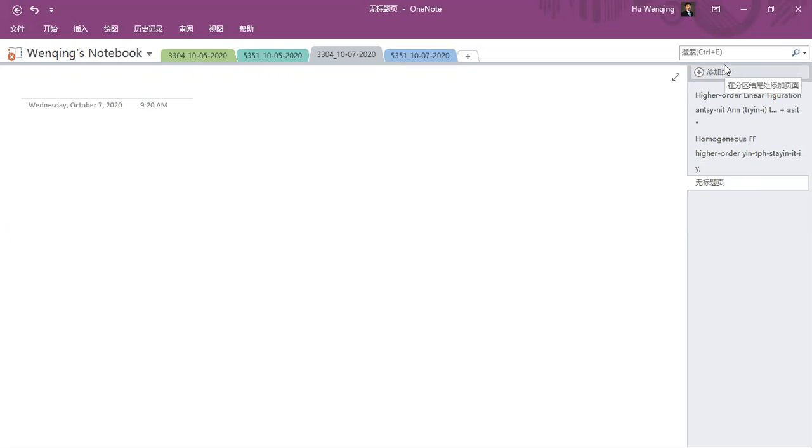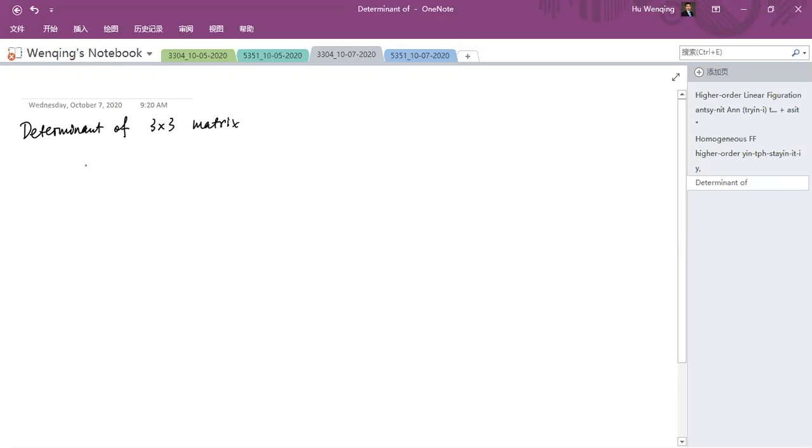Okay, so maybe I'll take a few minutes. So determinant, how do you calculate the determinant of 3 by 3 matrices? If you have a 3 by 3 matrix, it might look like A11, A12 and A13, A21, A22 and A23, and A31, A32 and A33. So that's a determinant of a 3 by 3 matrix.